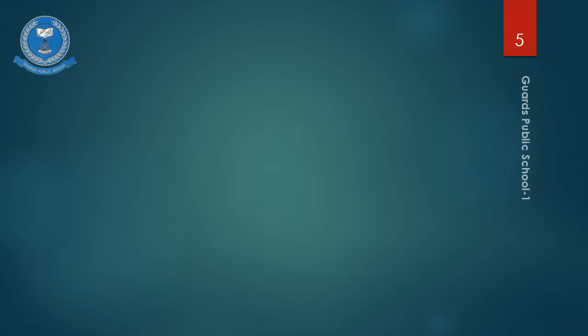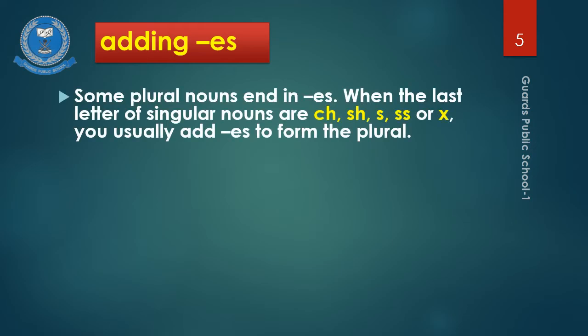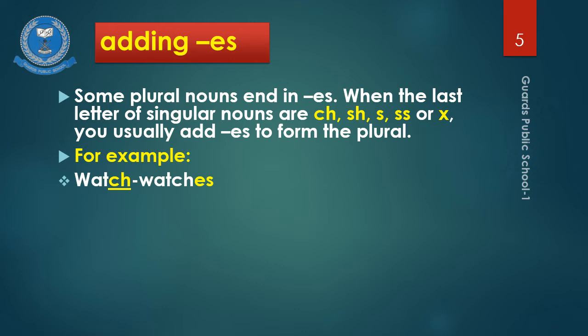Rule number 2, adding es at the end of the word. Some plural nouns end in es when the last letter of singular nouns is ch, sh, s, double s or x. Whenever these letters come at the end of the word, we will put es. You usually add es to form the plural. For example, watch, you can see at the end it's written ch, so we will write es when we will be making it plural. Watches.